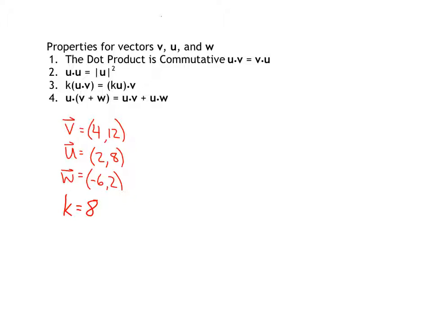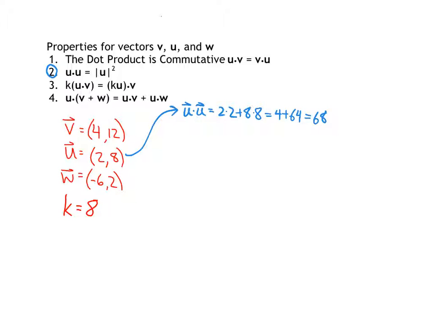Another thing, and this one is a little less obvious, so I want to illustrate it. If I dot a vector with itself, I actually end up getting the magnitude squared. I want to show that to you with vector u. Okay? If I did u dotted with u, I would have 2 times 2 plus 8 times 8, right? So that would be 4 plus 64, which is 68.